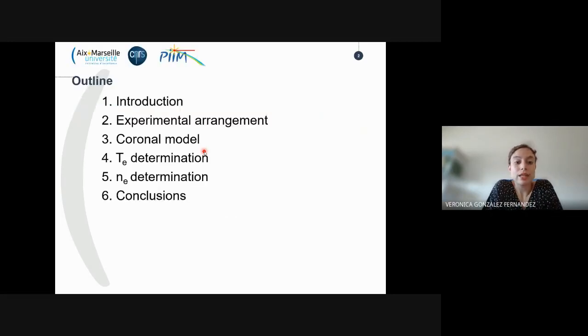So here's the outline I will follow during the presentation. I will start with a very short introduction. Then I will explain the experimental arrangement. After, I will give the theoretical frame for this work, the coronal model of plasmas. And after, I will explain the method and the measurements for the electronic temperature and the density determination. And finally, I will arrive at the conclusions.